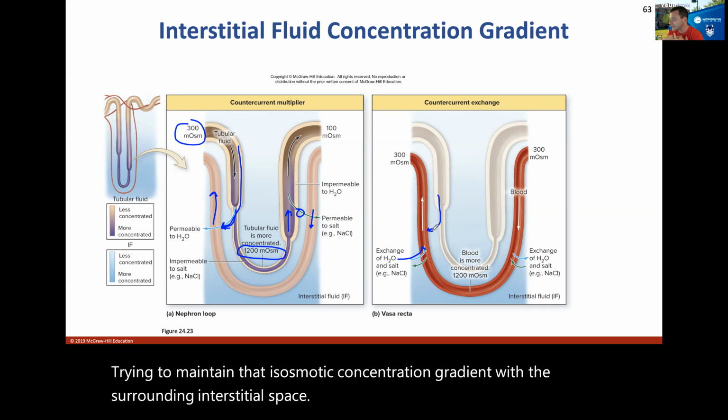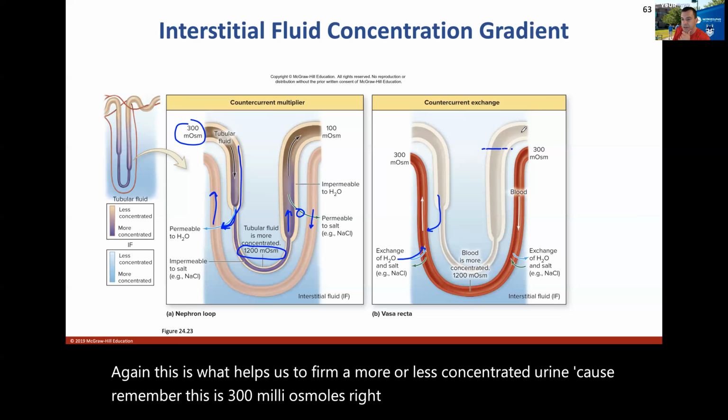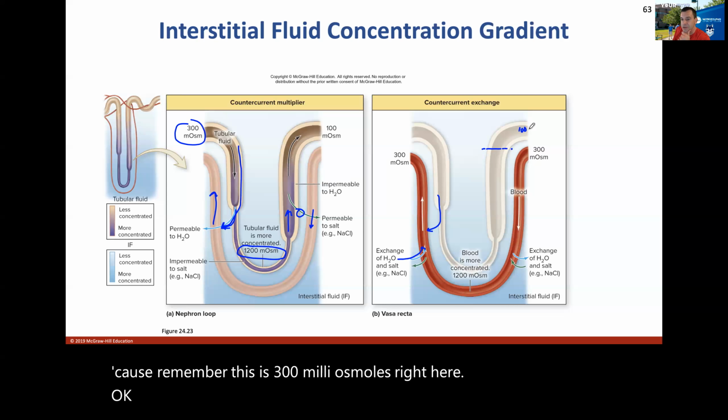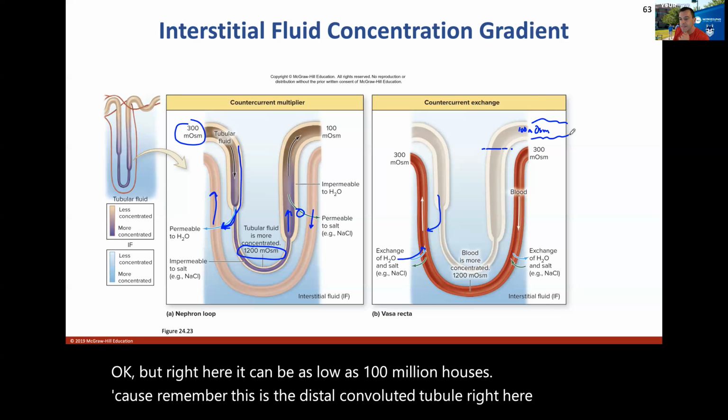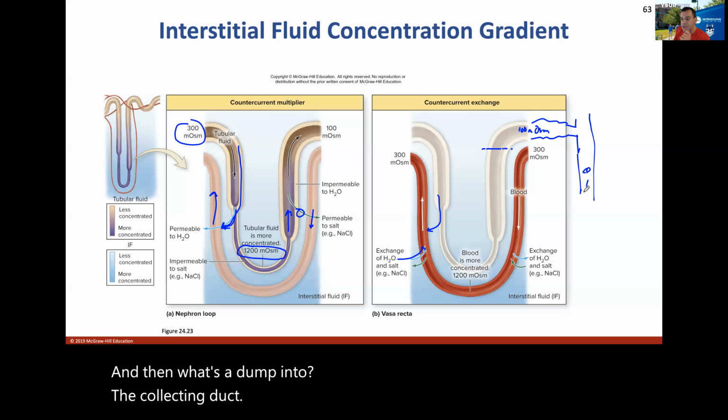Again, this is what helps us to form a more or less concentrated urine. Because remember, this is 300 milliosmoles right here. But right here, it can be as low as 100 milliosmoles. Because remember, this is the distal convoluted tubule right here, right? And then what's it dump into? The collecting duct. And where's it going? It's going to travel right down that too.